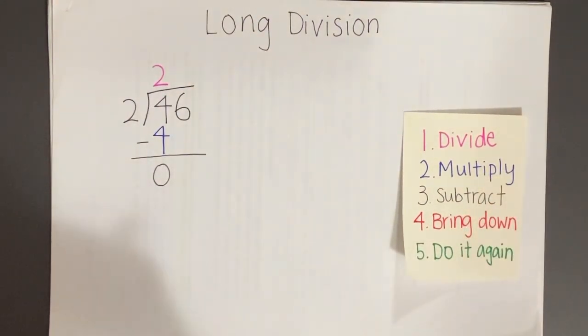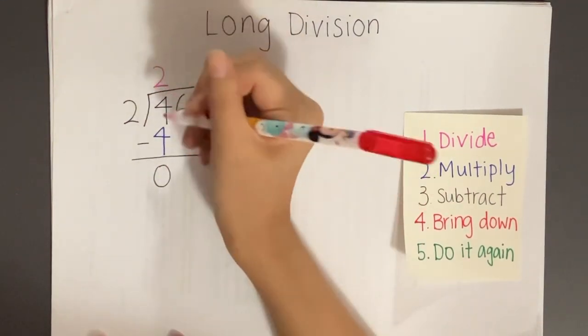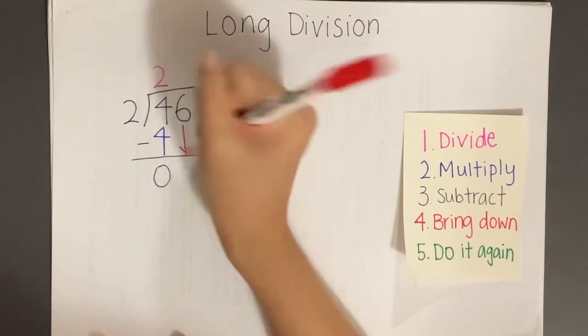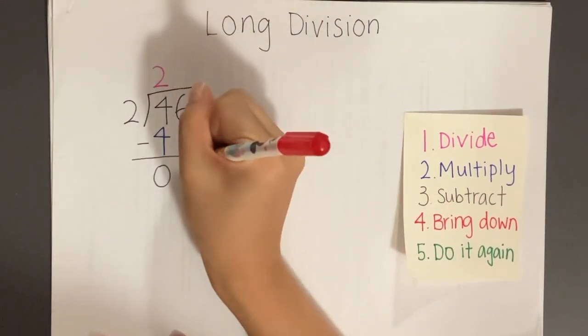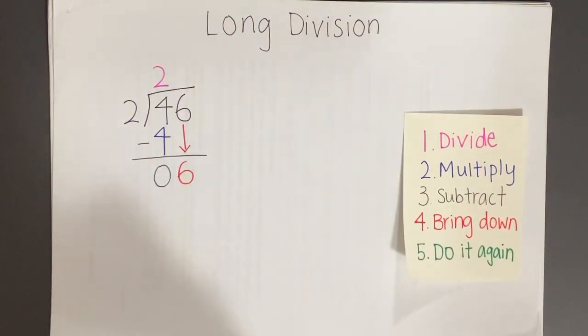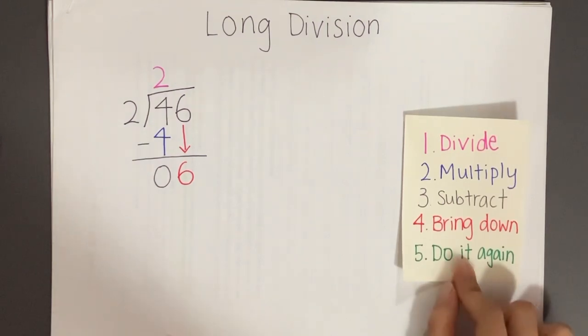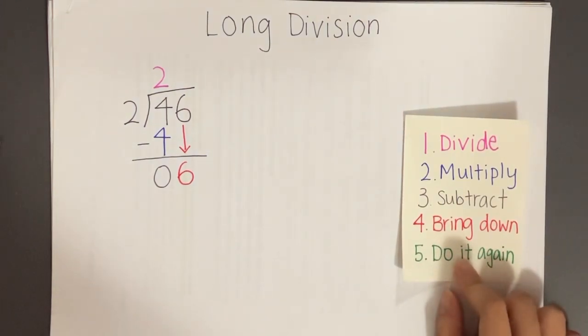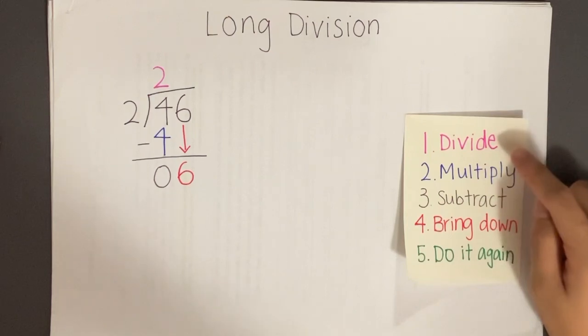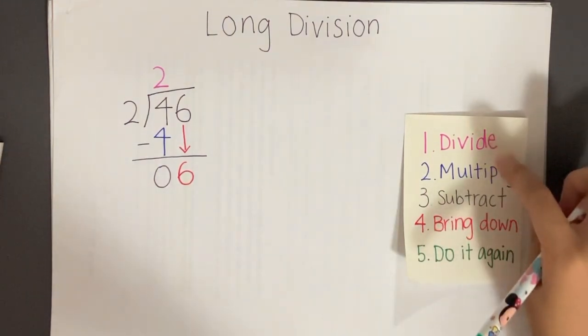Now let's go to the 4th step. The 4th step, bring it down. So now I have another number here. I will take this number, I will bring it down. Remember to draw your arrow. And after I bring it down, let's go to the next step, do it again. Do it again means I need to start from the first step again, which is divide.